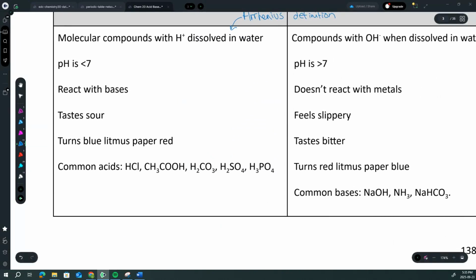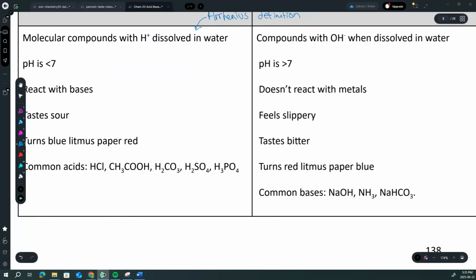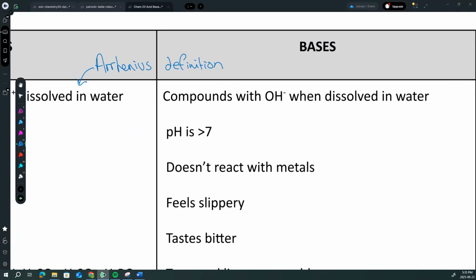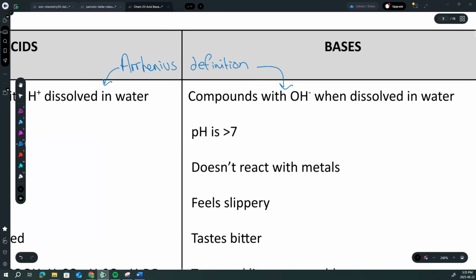Okay, so we will be getting into how to name acids, and also near the end of this video, I'm going to show you a video as to what blue litmus paper turning red looks like. We call it red, but it's a little bit more on the pink side. Okay, so for bases, the original Arrhenius definition of bases is just compounds that produce hydroxide ions, so OH1 minus, when they are dissolved in water.